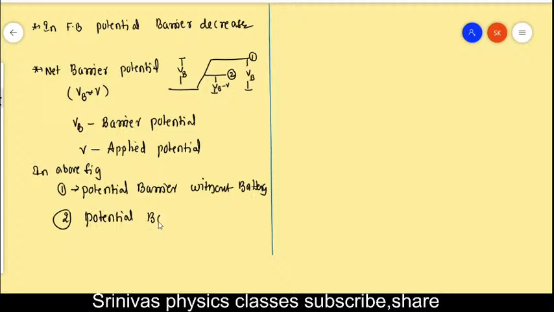Potential barrier with battery. In the exam they will ask like this: how will you connect the PN junction diode in forward bias with the battery? That is the first question. Second question: what happens to the potential barrier and depletion layer in forward bias? Whether the diode conducts or not, whether current passes or not, like this they will ask the questions. Next one is the reverse bias.